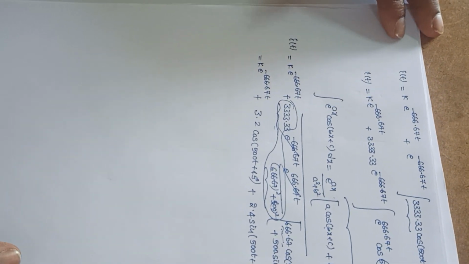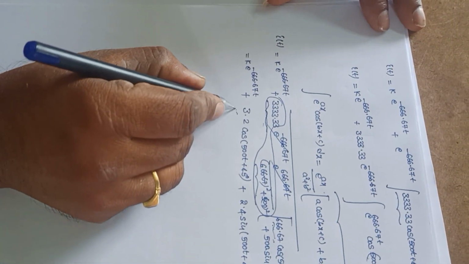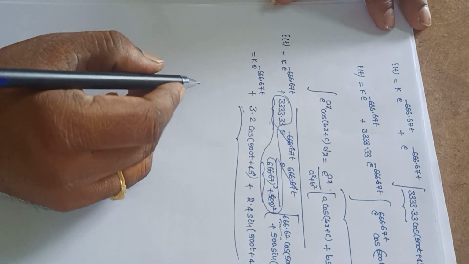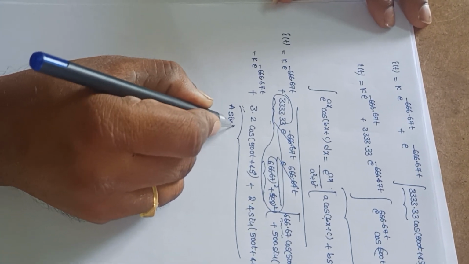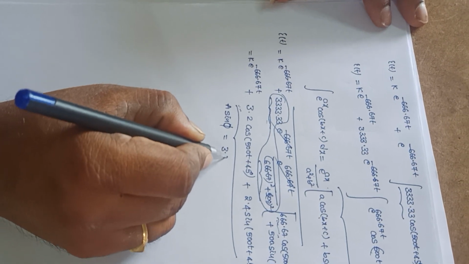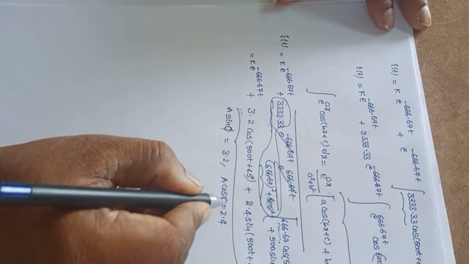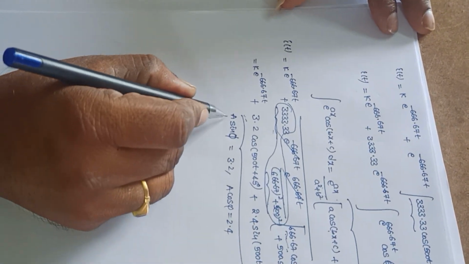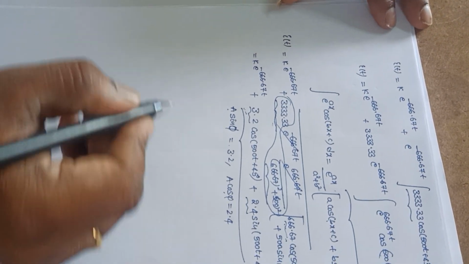Okay, now to find the expression for this, to solve this one, what I am going to do here is just assume that a sin phi is equal to 3.2 and a cos phi is equal to 2.4. Why I am assuming like this, you can understand after completion of this problem. So here a sin phi is 3.2, a cos phi is equal to 2.4.